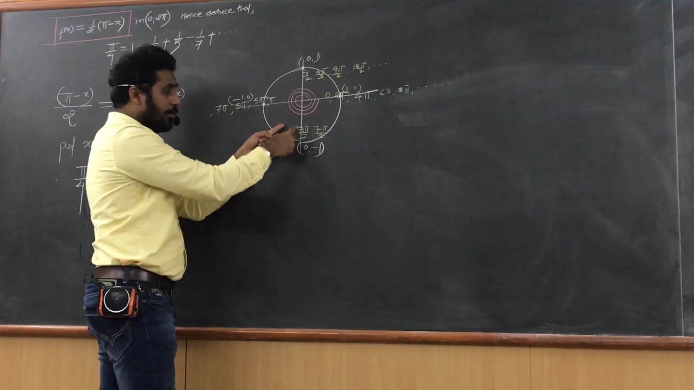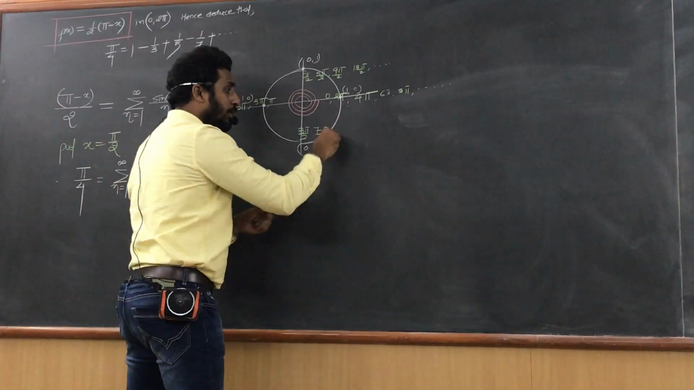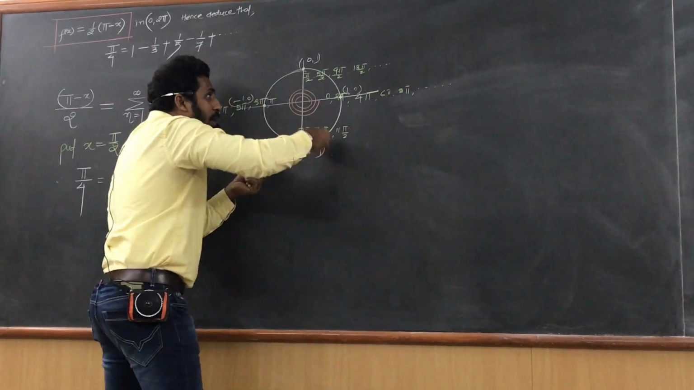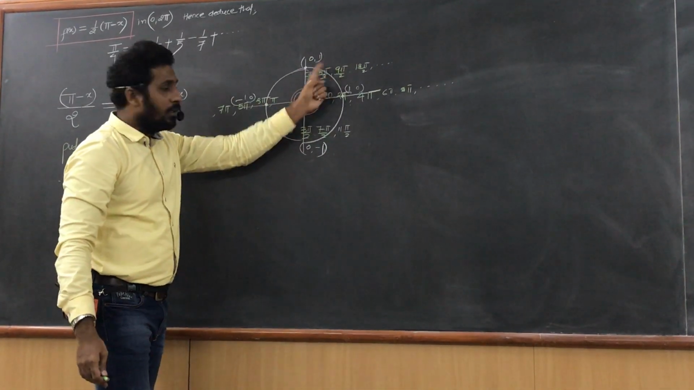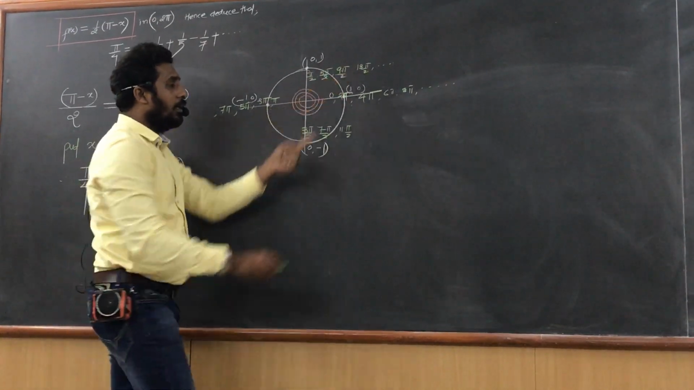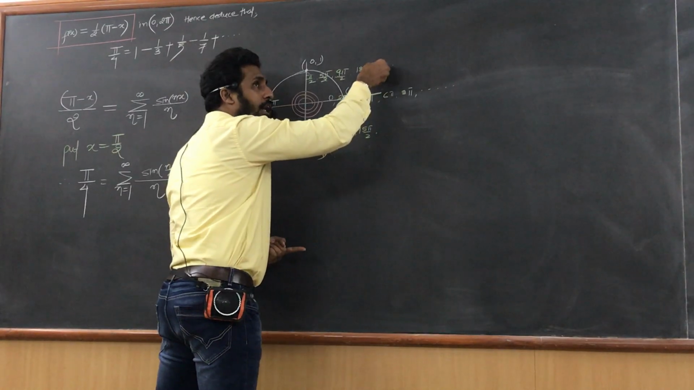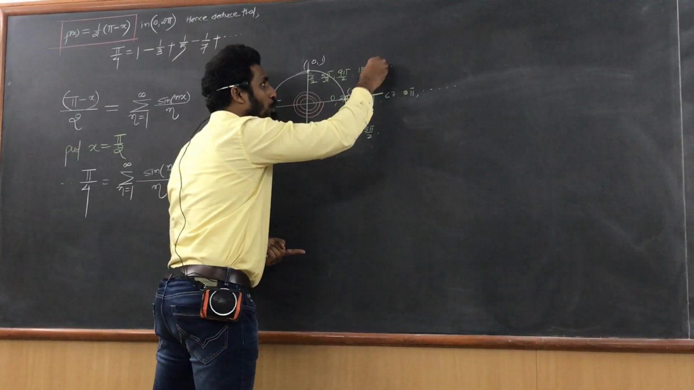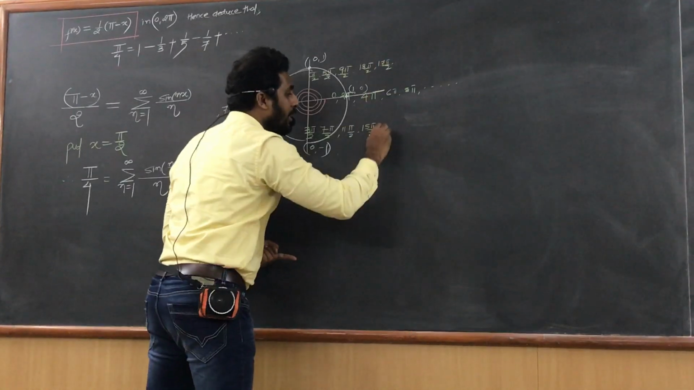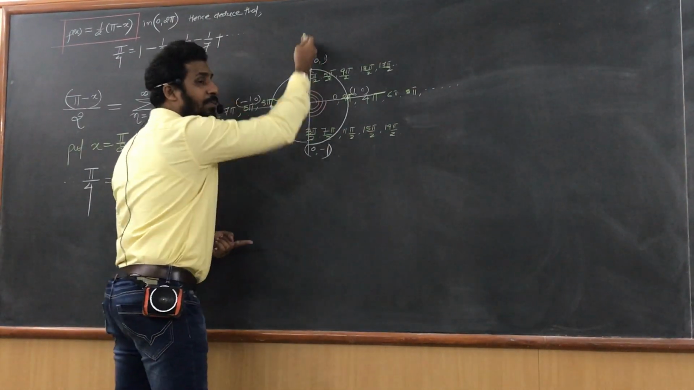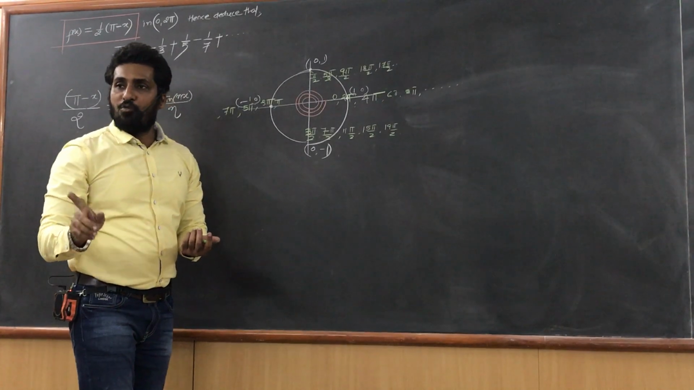If you come here, 3 pi by 2, 7 pi by 2. Next, can you decide? 11. It increases by 4. This is 9, this is 11, this is 13. What next? 15 pi by 2. You go here, it becomes 17 pi by 2. If you come back down here, it becomes 19 pi by 2. So are these all odd multiples of pi by 2? Odd multiples of pi by 2.